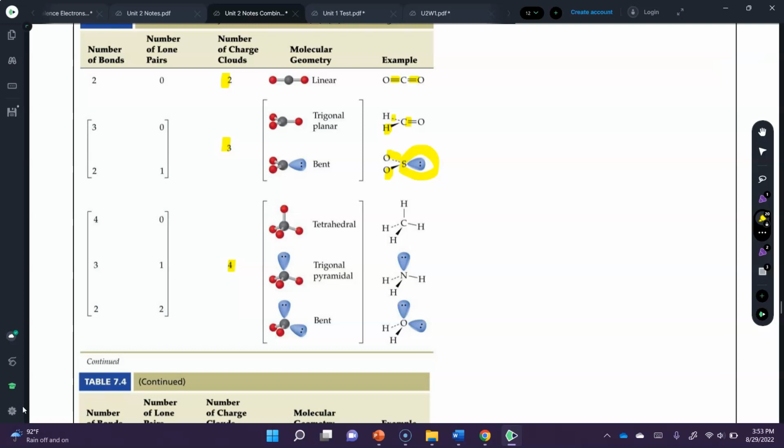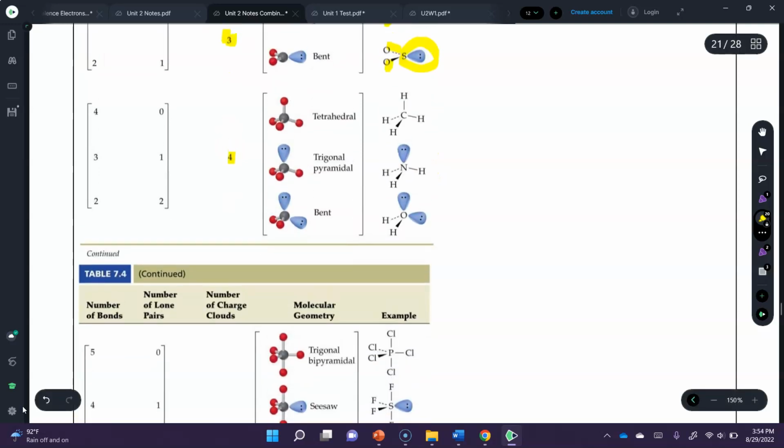Okay, so trigonal planar, there's 3 charge clouds, and they're all atoms, so it's a flat triangle. However, if I replace one with a lone pair, it becomes bent. If I replace 2, which is not shown, it's linear, because 2 dots or 2 atoms connected by one bond makes a straight line. You can't bend a bond. You can bend around an atom with multiple bonds, which is what VSEPR theory is, but you can't bend a bond.